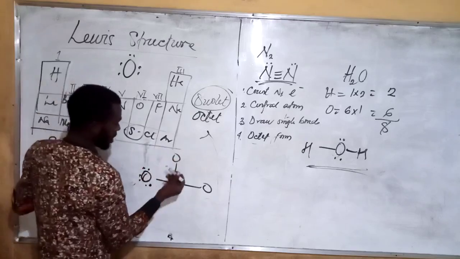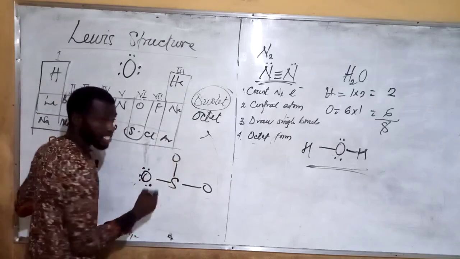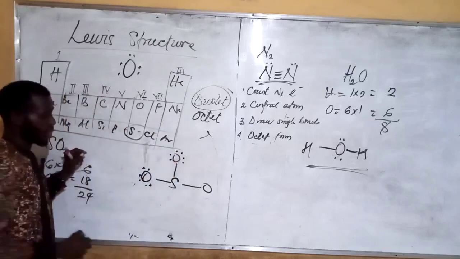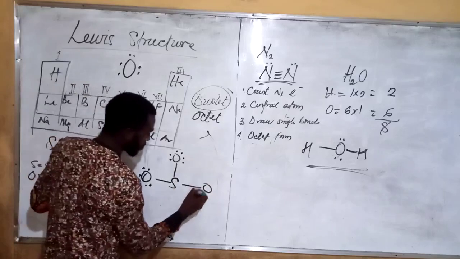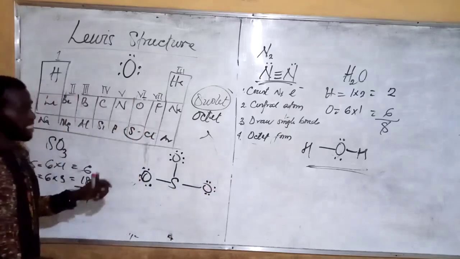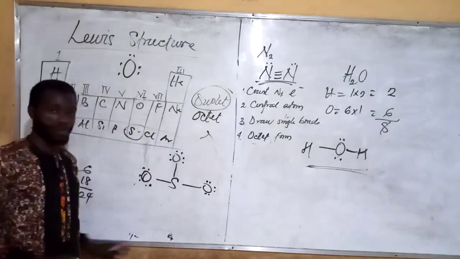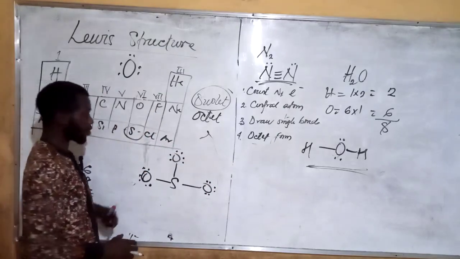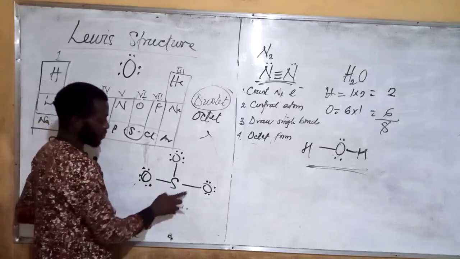For this guy also, how many electrons are there? 1, 2, then it needs 6 more. 3, 4, 5, 6, 7, 8. Is that okay? Then for this guy as well, we're going to have 1, 2, 3, 4, 5, 6, 7, 8. So this is supposed to be the Lewis structure, but let's see. We have not counted for sulfur. Let's count sulfur to see if it has a complete octet too. 1, 2, 3, 4, 5, 6.